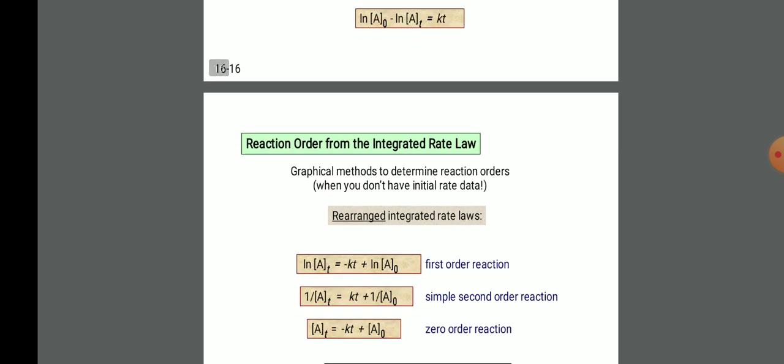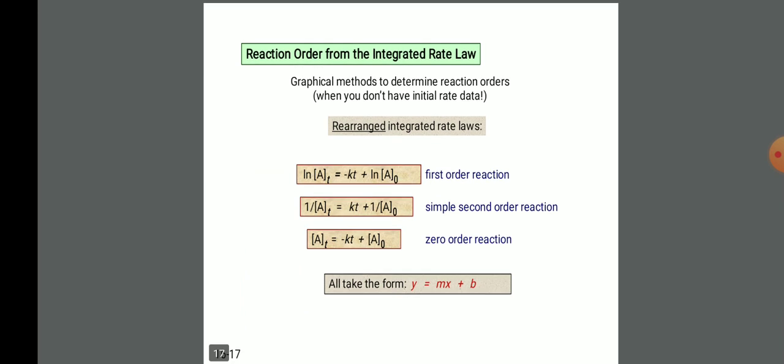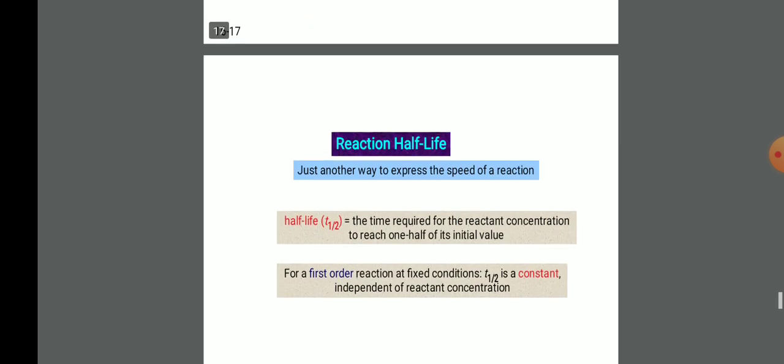The reaction order from the integrated rate law. Graphical methods determine the reaction orders when you don't have initial rate data. Rearrange the integrated rate laws for a first order reaction, then a simple second order reaction and a zero order reaction. This is how the reaction order follows from the integrated rate law.